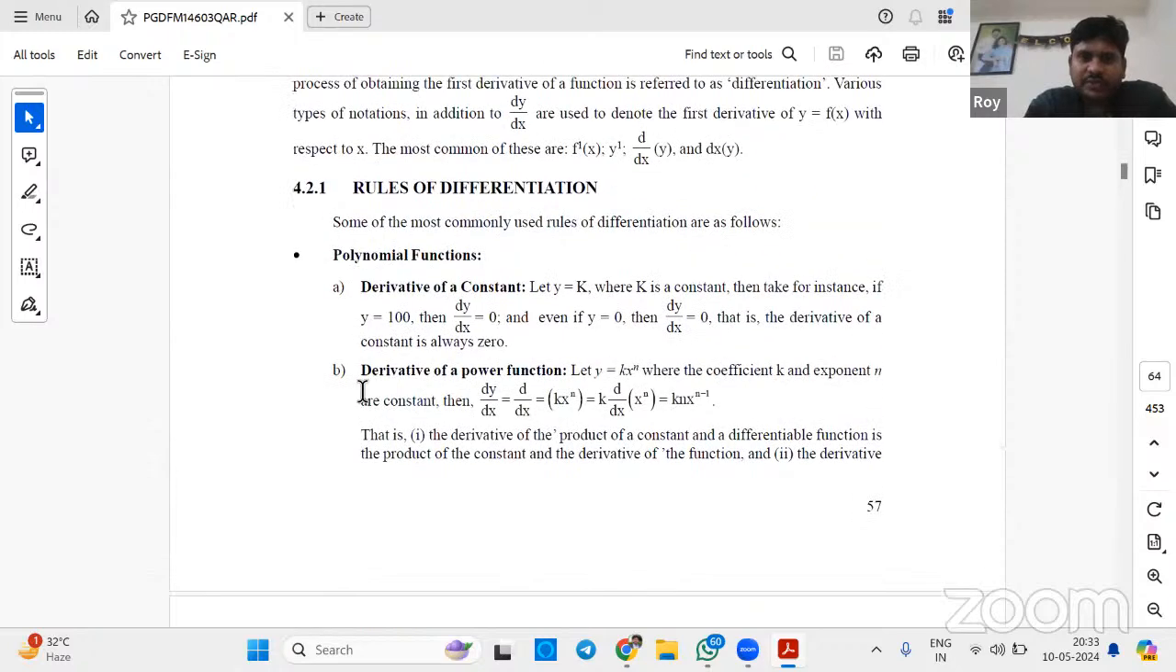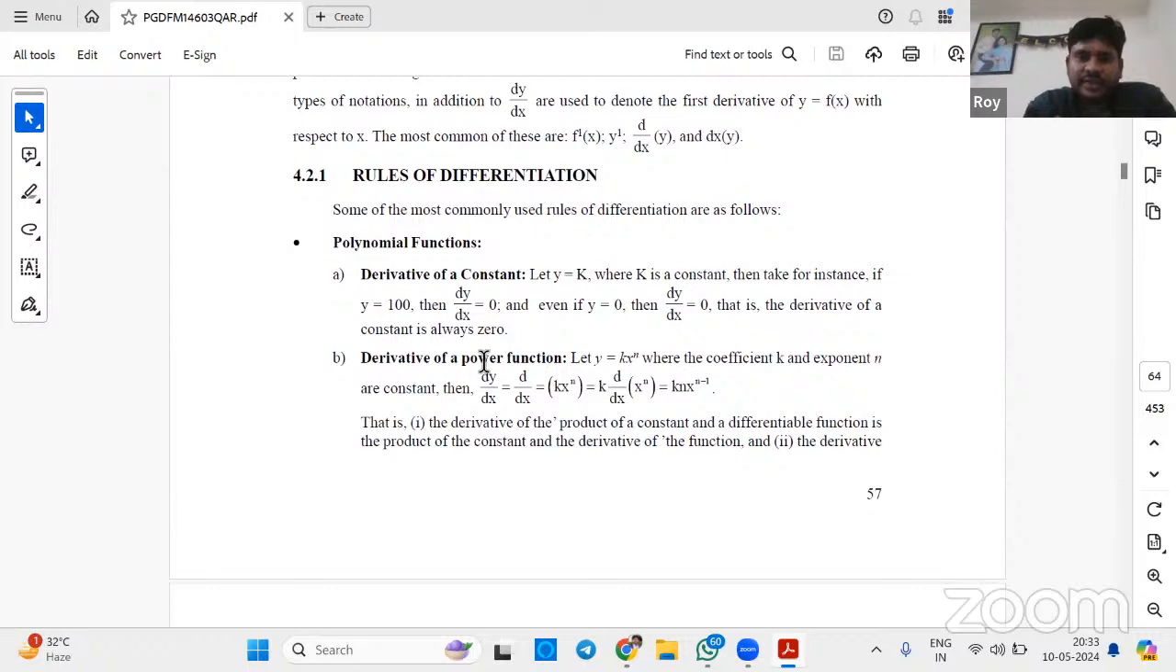Now, what are the rules for differentiation? Take y is equal to k, where k is a constant. For instance, if y is equal to 100, then dy by dx is 0. That is, the derivative of a constant is always 0. This is the polynomial function. The derivative function is this.